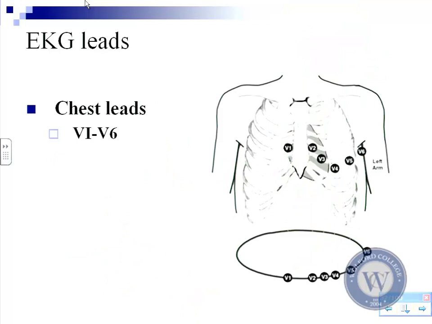Now, the other pattern you look at is when you cut the chest, and now you're looking at the horizontal view. So now the arrows are going forwards, in this direction. V1 is here, then V2, V3, V4, V5, V6. So when you're looking at the arrows, you're looking at this way.